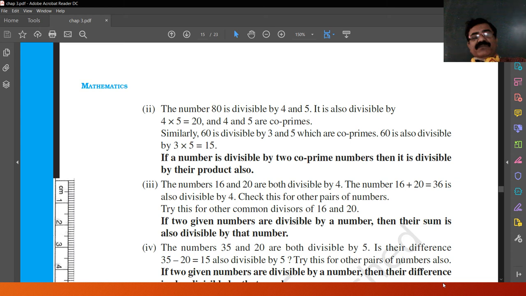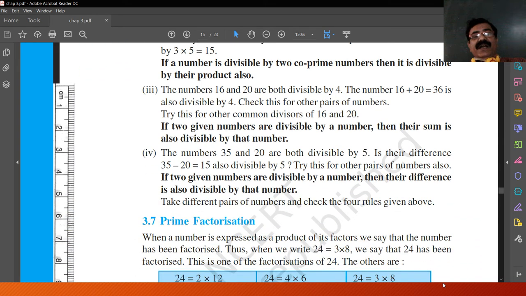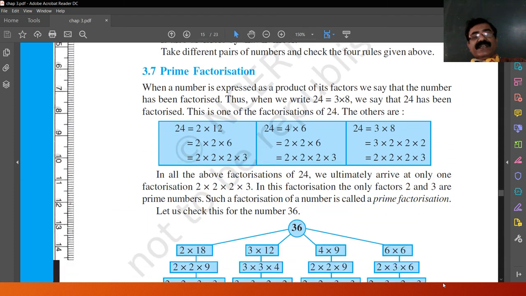If two given numbers are divisible by a number, then their sum is also divisible by that number. This is also one property. And next, if two given numbers are divisible by a number, then their difference is also divisible by that number. Next is prime factorization.